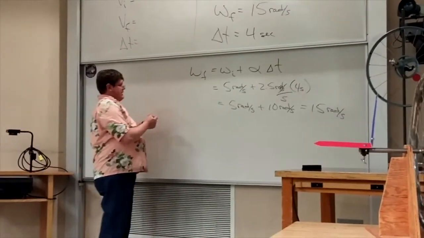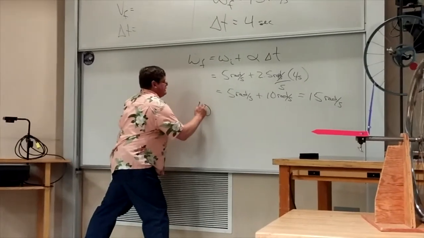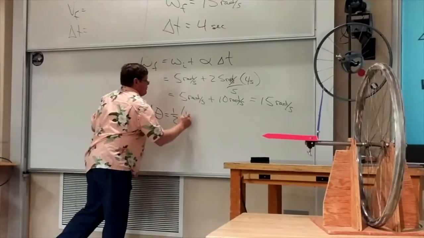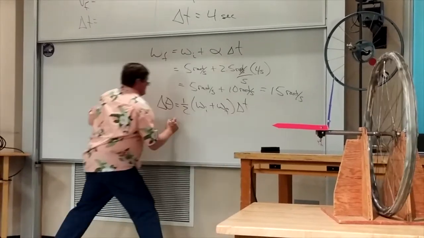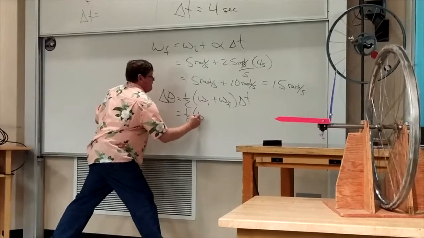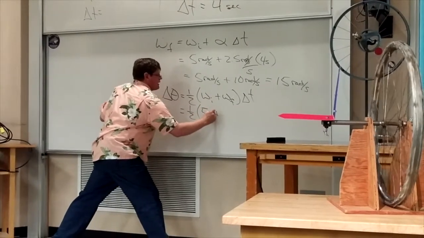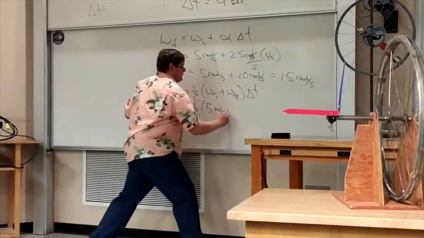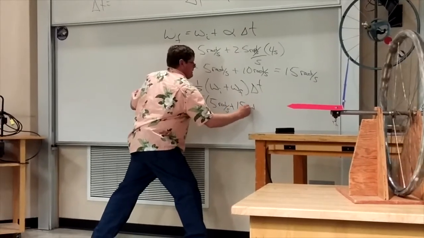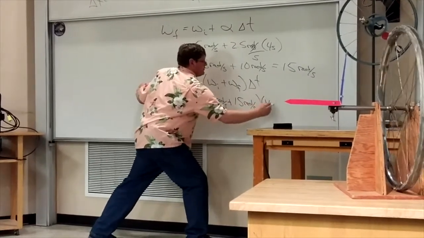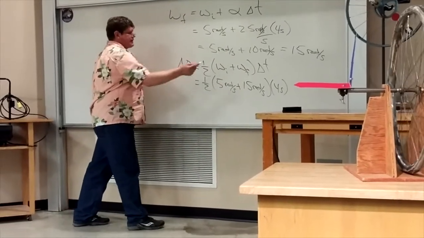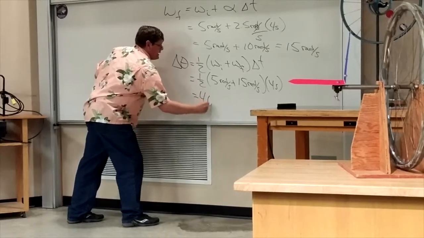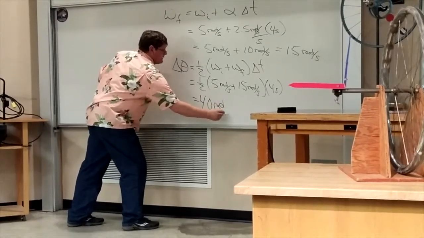I'm looking for the angle that this bit has moved through. That's going to be delta theta is equal to 1/2 omega initial plus omega final delta t. That's going to be 1/2. The initial was 5 radians per second. The final is 15. And the time is 4 seconds. 5 and 15 is 20. Half of that is 10. 10 times 4 is 40 radians.